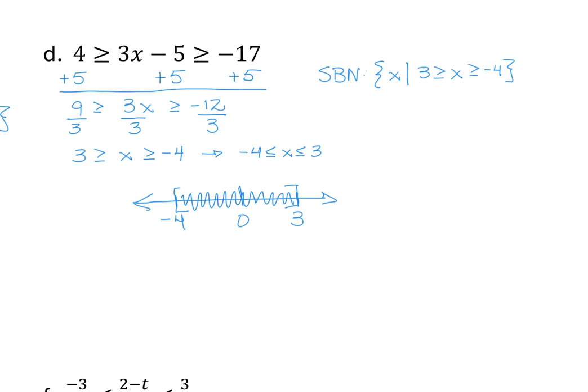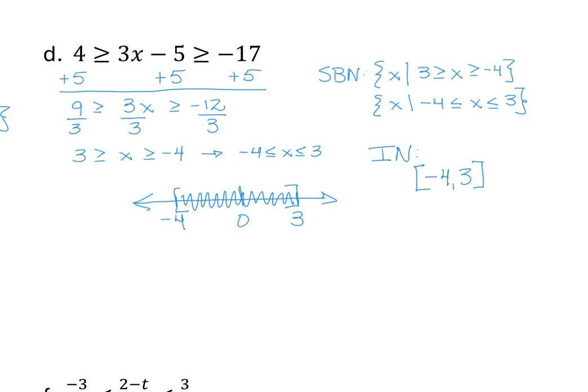So even though with set builder notation you can write it the way that we had it originally, you can also write it as -4 is less than or equal to x is less than or equal to 3. But for our interval notation, there is only one way to write this. It has to be -4, 3, and then square brackets around both of these. All right, that takes care of example D.